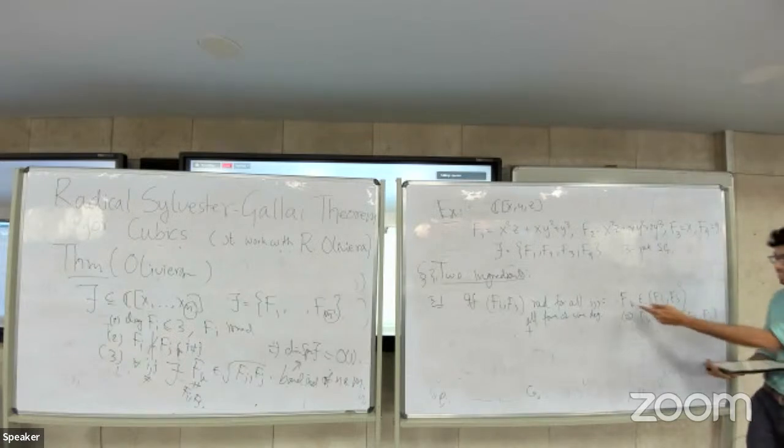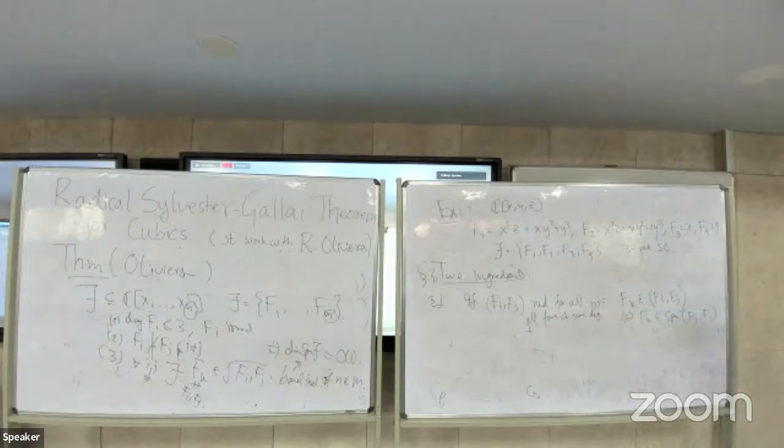You have a bunch of polynomials of degree d, you can think of them as vectors, just look at the coefficients of the polynomials. And if all pairs were radical, it is just an instance of linear Sylvester-Gallai. So in this case, we would know the answer.